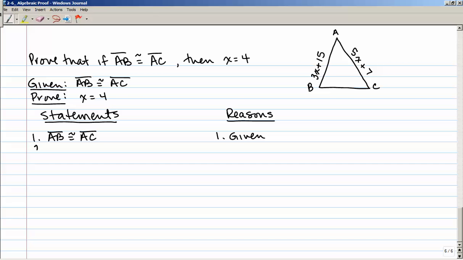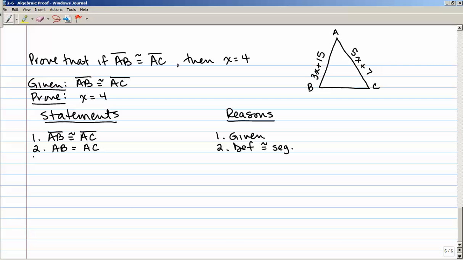Okay. Step 2. Because what I have to prove is x equals 4, and that has an equal sign in it, I really need to change my congruent sign to an equal sign. And remember, I can do that with the definition of congruent segments. So my second statement is the length of AB is equal to the length of AC. And my reason for that is the definition of congruent segments. Remember that from chapter 1. That definition says that you can go from segments being congruent to their lengths being equal, and back the other way, from their lengths being equal to the two segments being congruent.